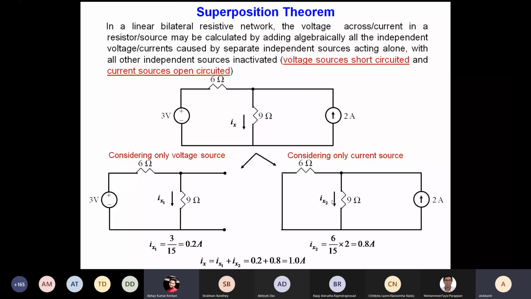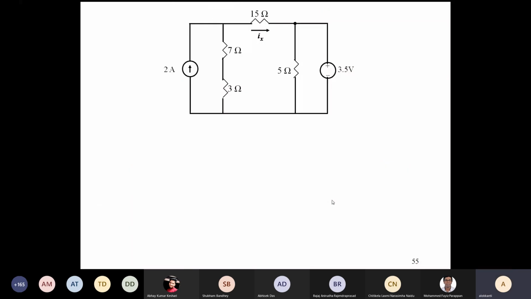Okay, so let us do one example. Suppose this is the example. It is a little bit complicated. And the question is to find out the current through the 15 ohm resistance. I am assuming Ix in that direction. In that direction, what is the Ix?